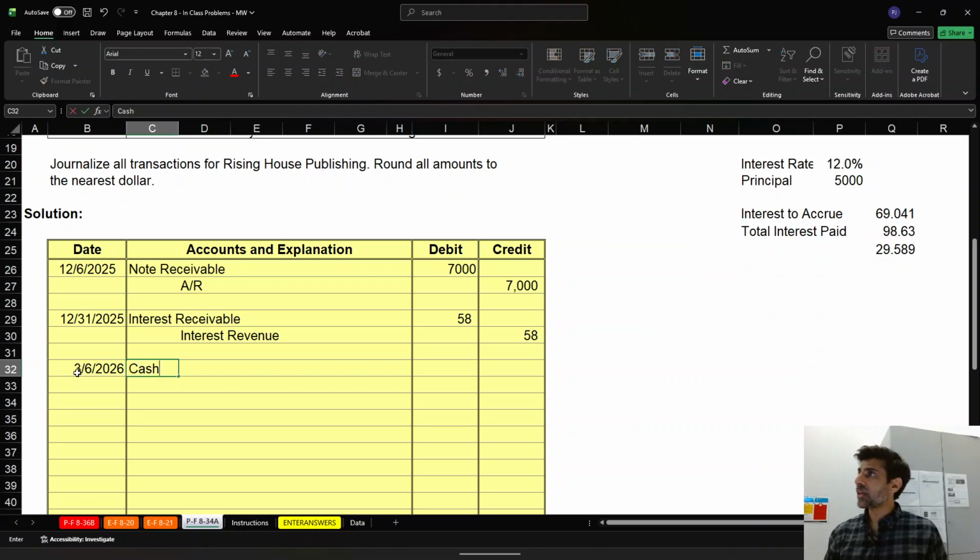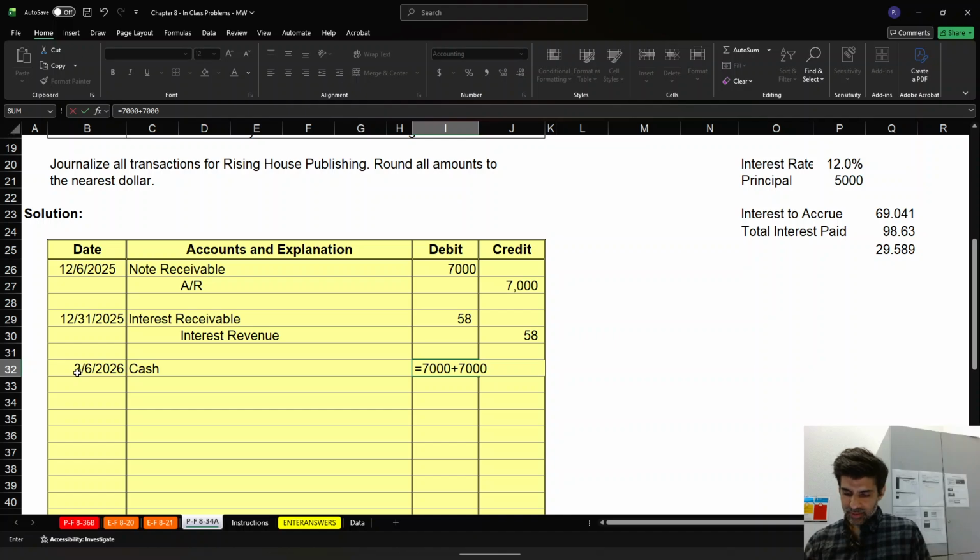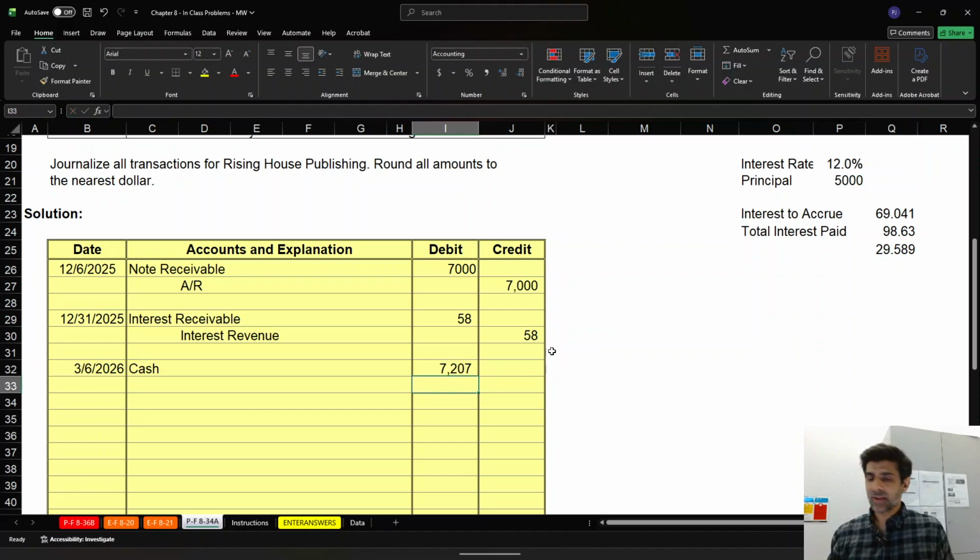So again, I would start with the cash that we're collecting. We're going to collect $7,000 of principal plus 7,000 times 0.12 times 90 divided by 365. So in one calculation, I'm adding principal plus interest. Is everyone good with this? Everyone see what I'm doing here? Yes? Okay, so this is the total amount of cash that I'm going to collect.